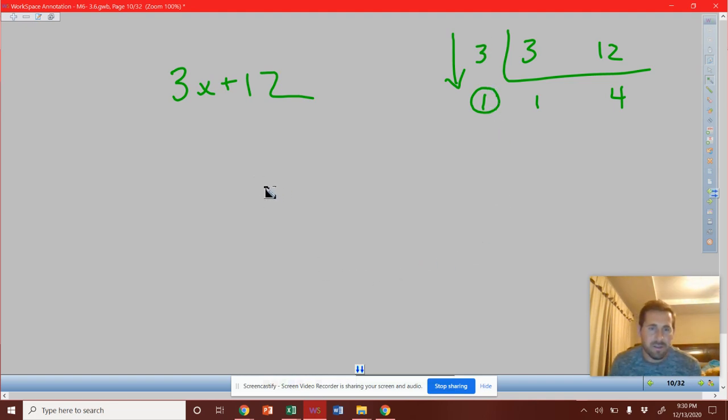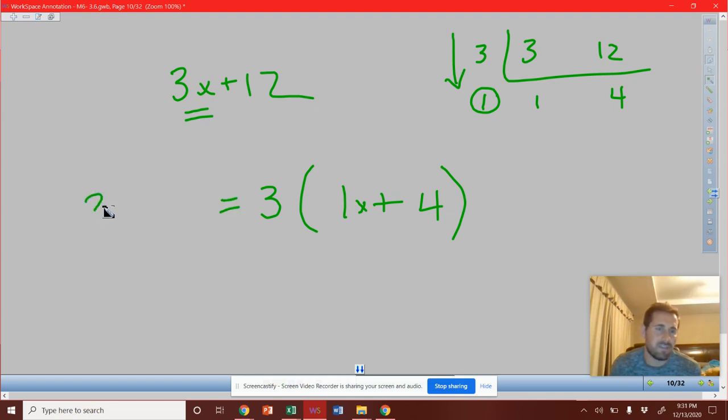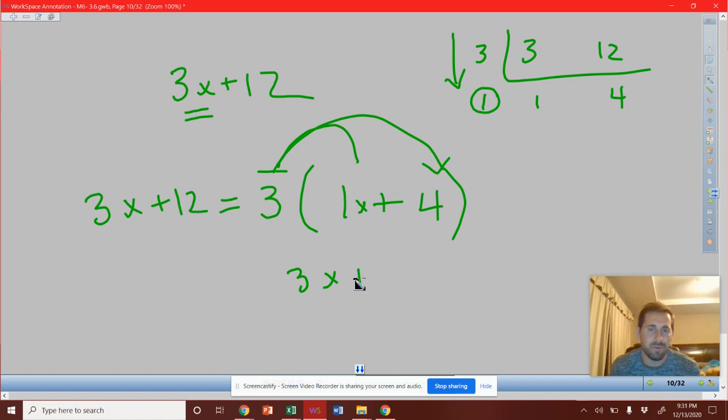So I go 3 parenthesis, and then I'm going to bring these numbers down, the 1, and then I take my plus sign and the 4. Now remember, the first term had an x, so I need to make it 1x. Okay, so it's 3 times 1x plus 4, which is the same thing as saying 3x plus 12. If you don't believe me, you take the 3 times the 1, you get 3x, and then you take the 3 times the 4, and you would get 12. These are equal to each other.